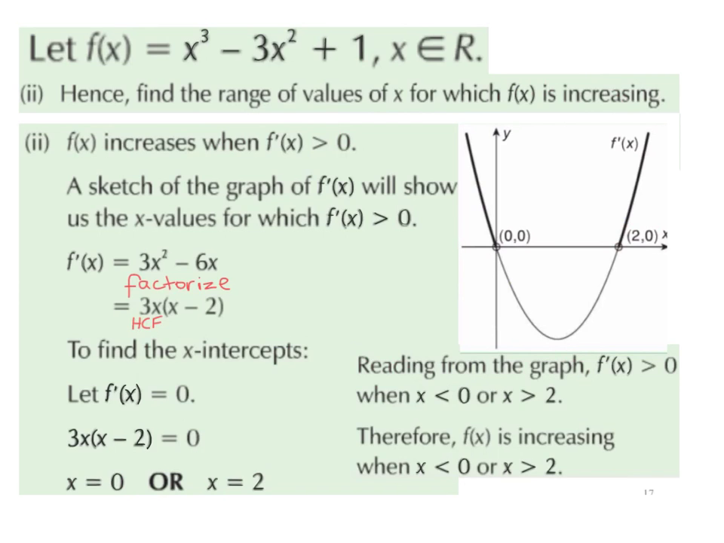So reading from the graph, we can see that the derivative is greater than 0 when x is less than 0, which is here, so anything to the left of it, and x is greater than 2, which is here, so anything to the right of it. Therefore, f of x, my function, is increasing when x is less than 0 and x is greater than 2.